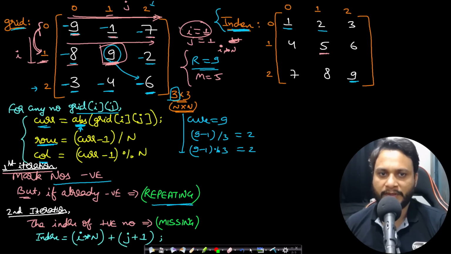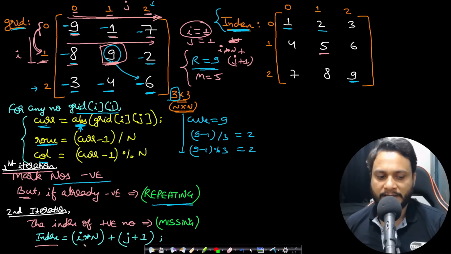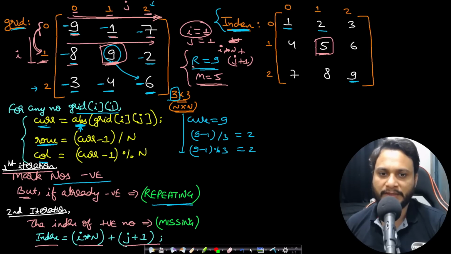And in the same column, whatever is the column, that is J, you can add 1 to it, because all this counting is 1 based and this indexing is 0 based, right? So if you write index equals I into n plus J plus 1, then you will get your actual index, which is 1 based, right? And that is how you find the missing number. So using 2 iterations on this entire n by n matrix, we are able to determine the repeating number and the missing number. This is another optimal approach which requires you to make changes to the input grid.